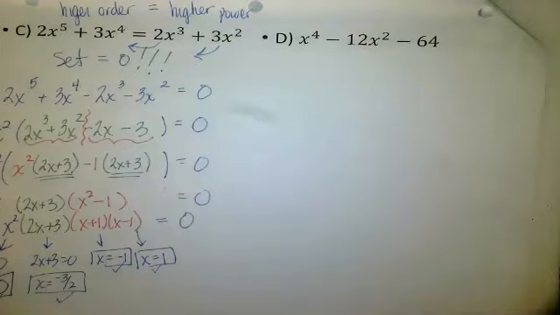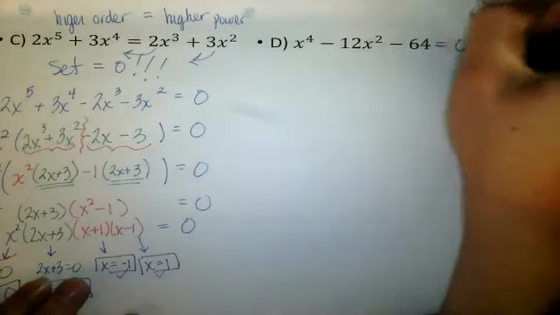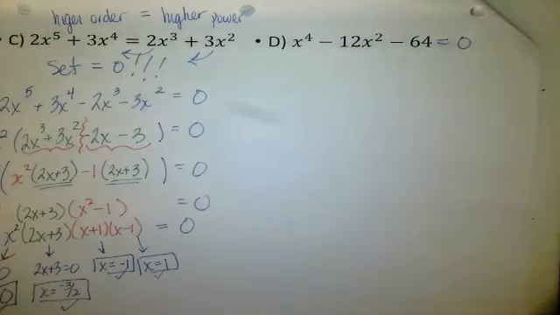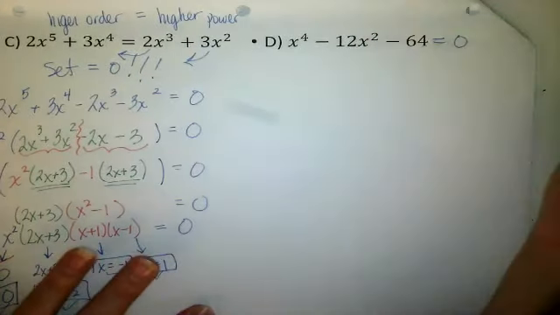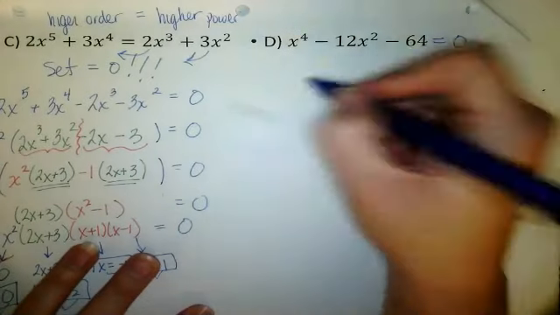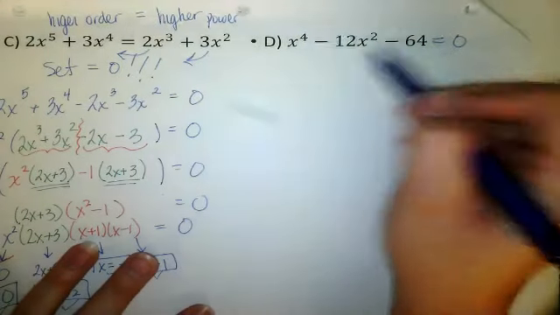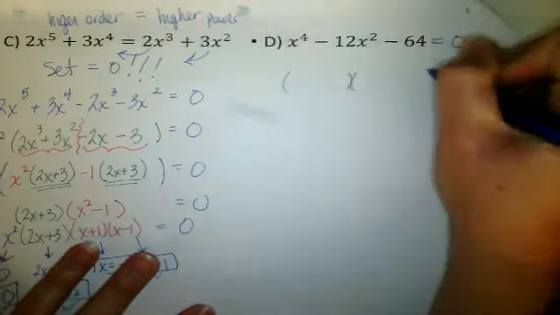Here we go. This is supposed to be equal to 0. All right, x to the 4th minus 12x squared minus 64. This has 3 terms. What should we do? Double bubble. This is quadratic in form is what this is called. Which really, it's a trinomial, so we're going to try to factor.